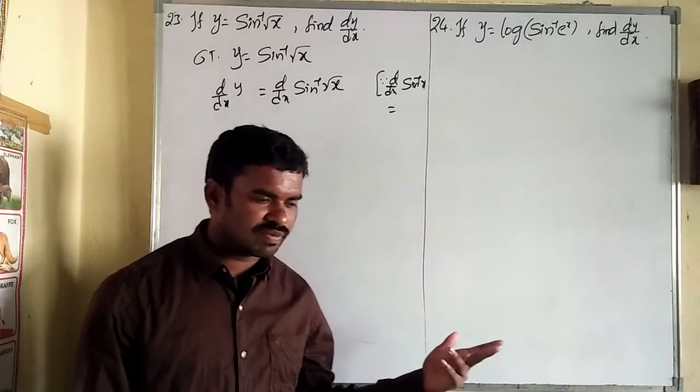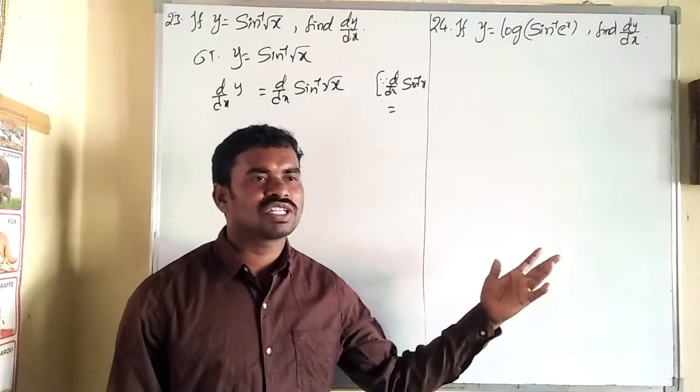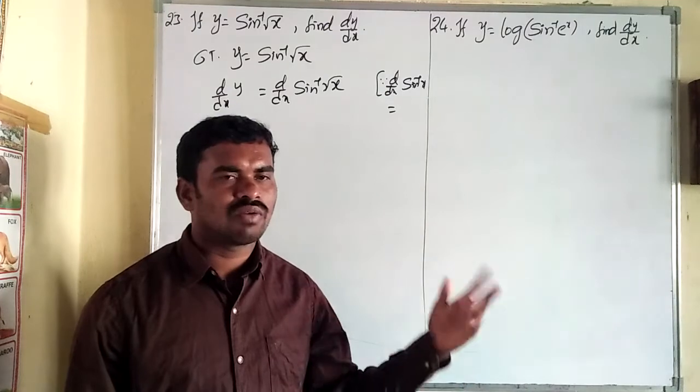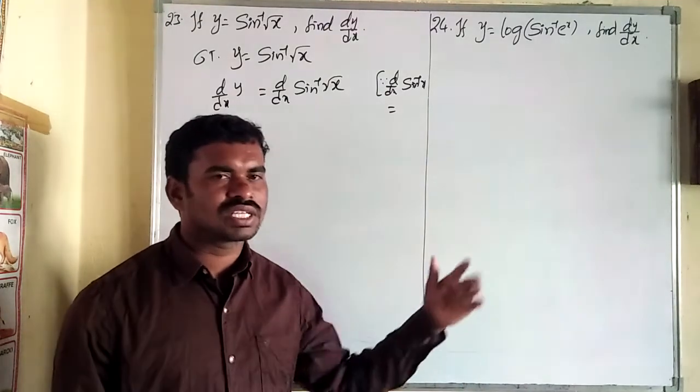What is d by dx of x power n? N into x power n minus 1. What is d by dx of root x? 1 by 2 root x. What is d by dx of a power x?